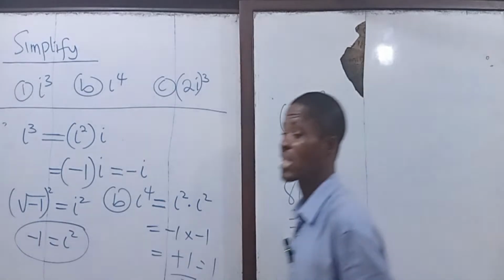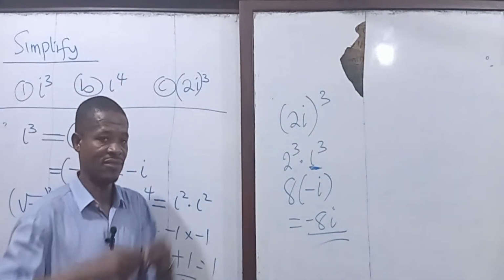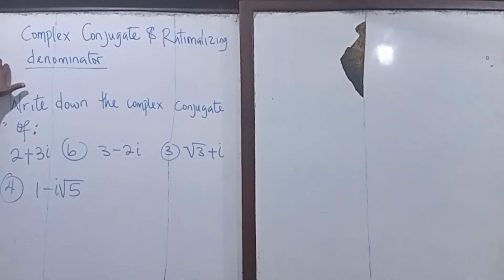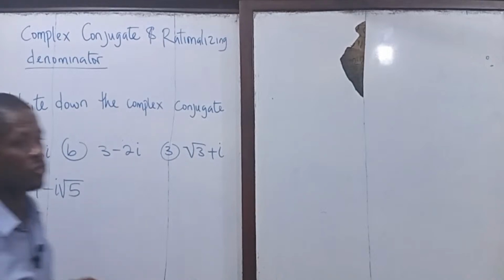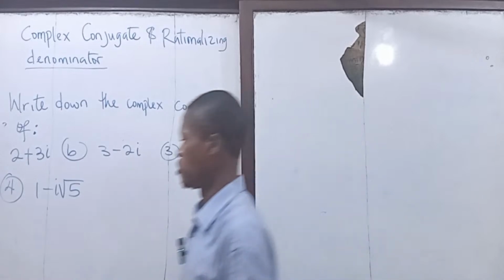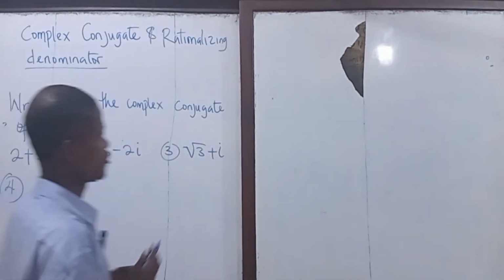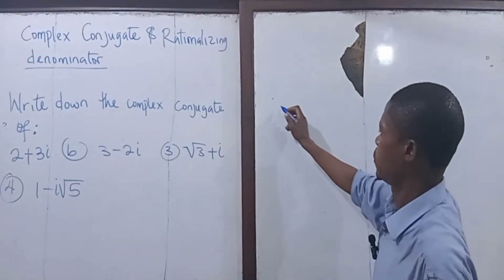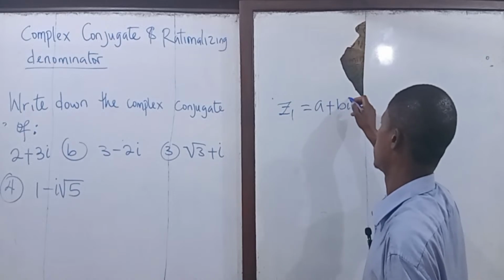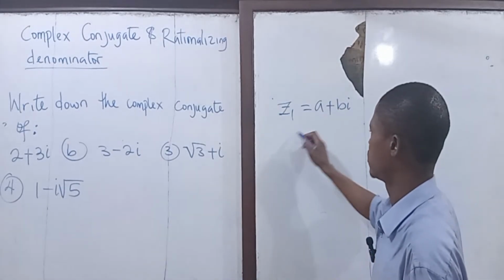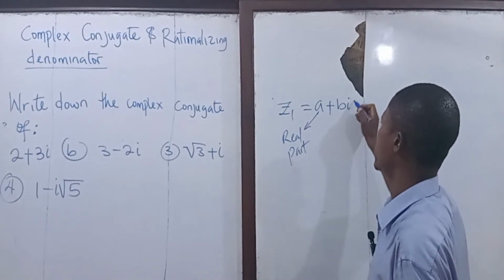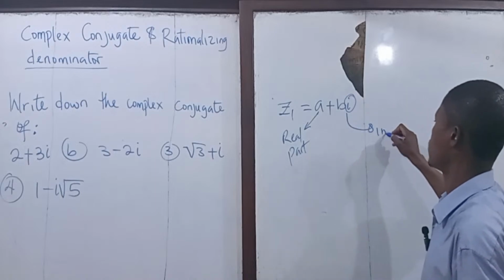So the next thing we want to look into now is the conjugates of a complex number and rationalizing the denominator. Complex conjugates and rationalization of a denominator. What is the meaning of a conjugate? A conjugate is very simple. If your complex number z1 is this, a plus bi. Okay, this is your real part. The one with the i is the imaginary part.